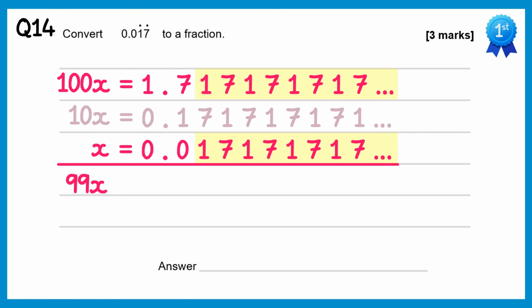1.7171717 take away 0.0171717, the bits that are highlighted will cancel out, and we're just left with 1.7 take away 0, which is 1.7. If we divide both sides by 99, we end up with x equals 1.7 over 99, and if we multiply the top and bottom by 10 here, we'll lose that decimal, and it will become 17 over 990. You can be sure that this one doesn't simplify since 17 is a prime number.